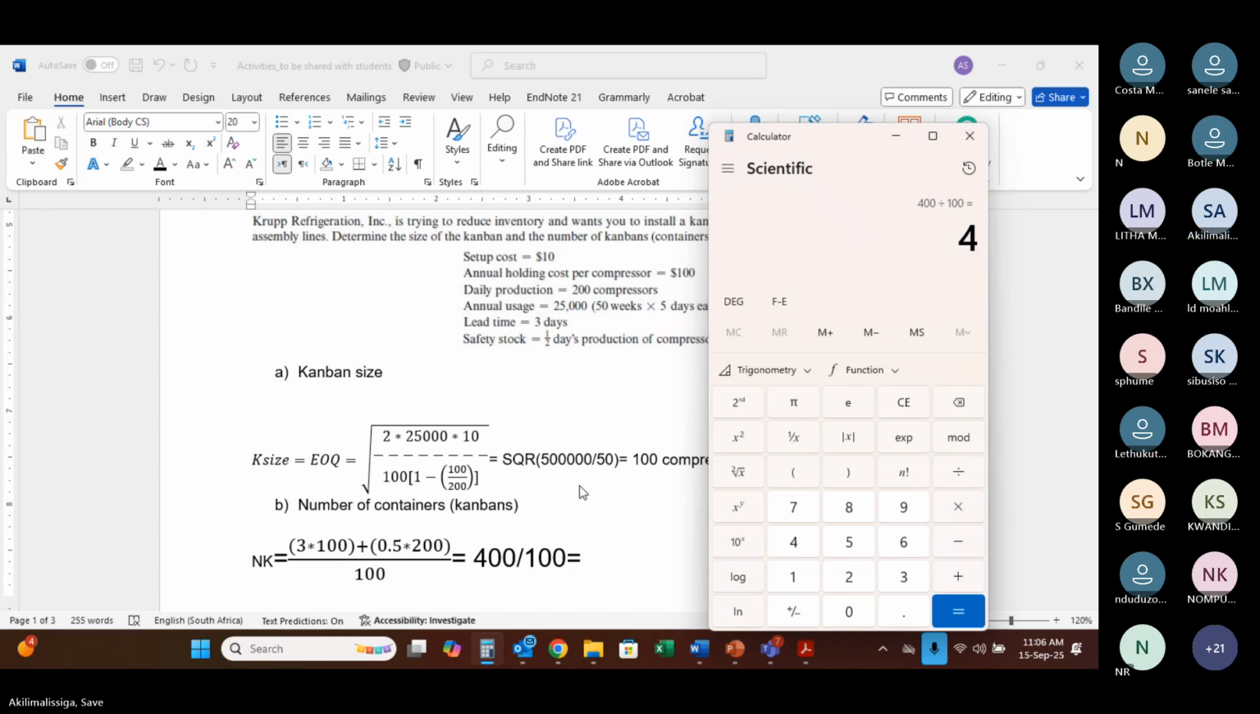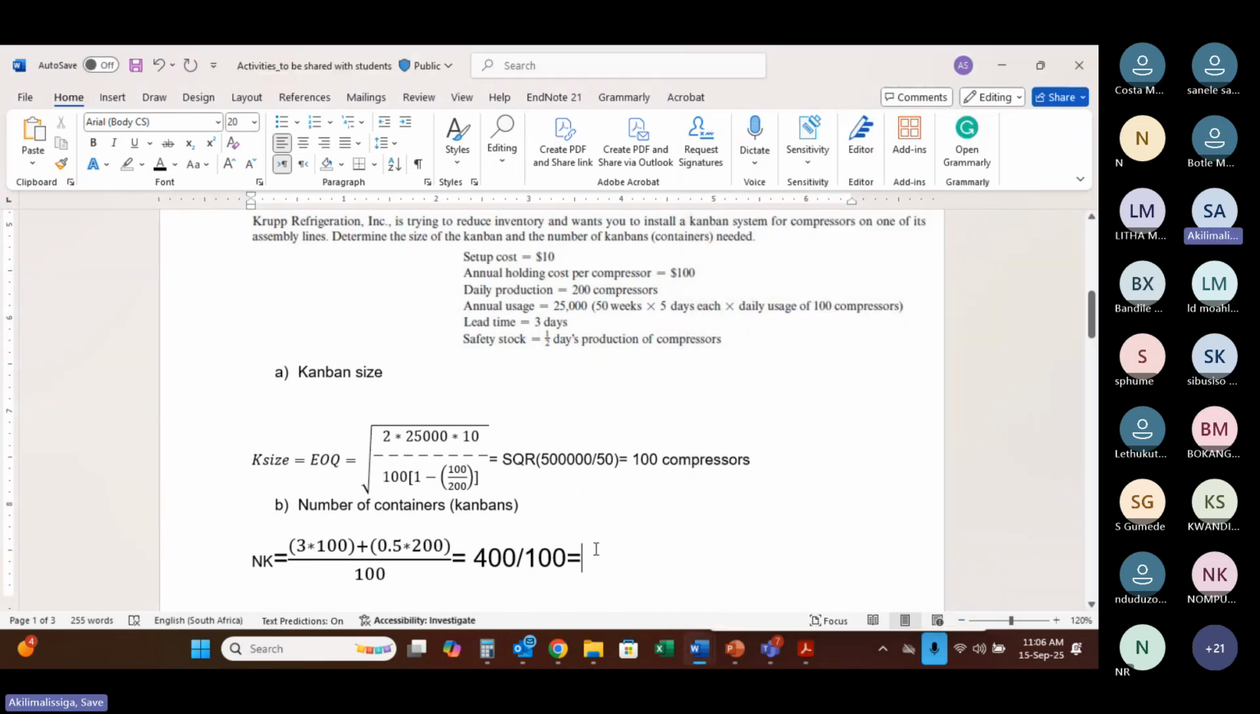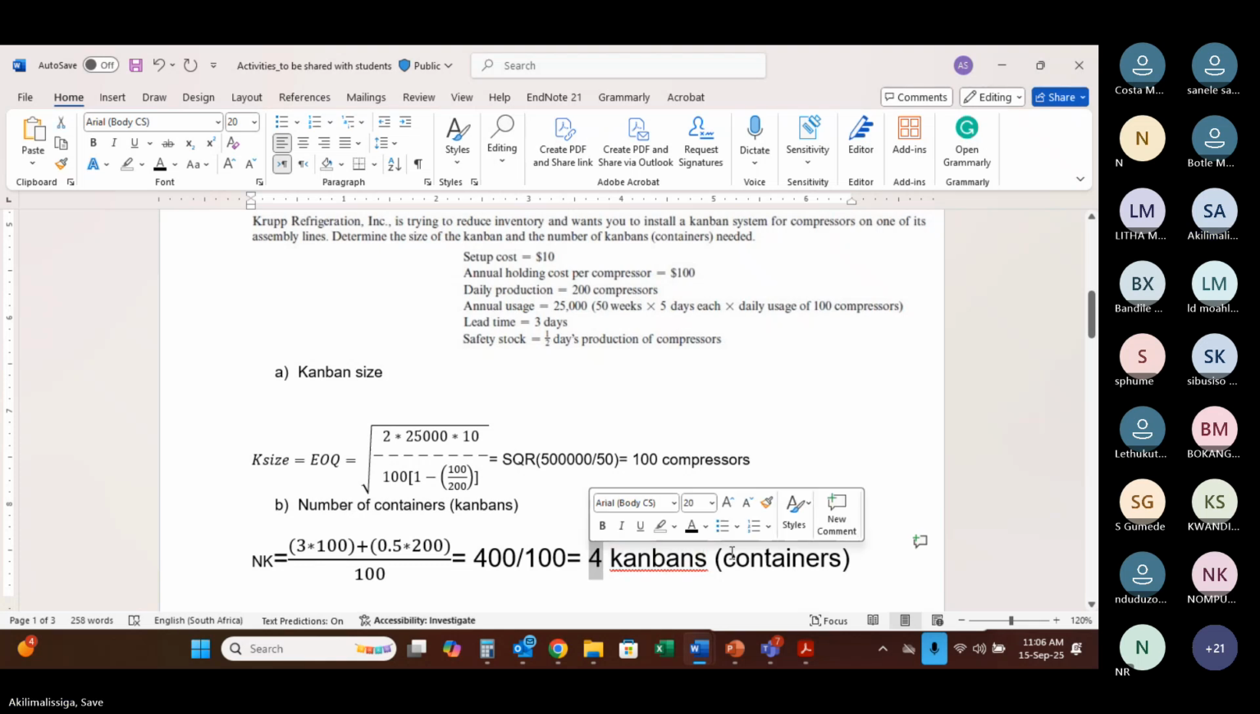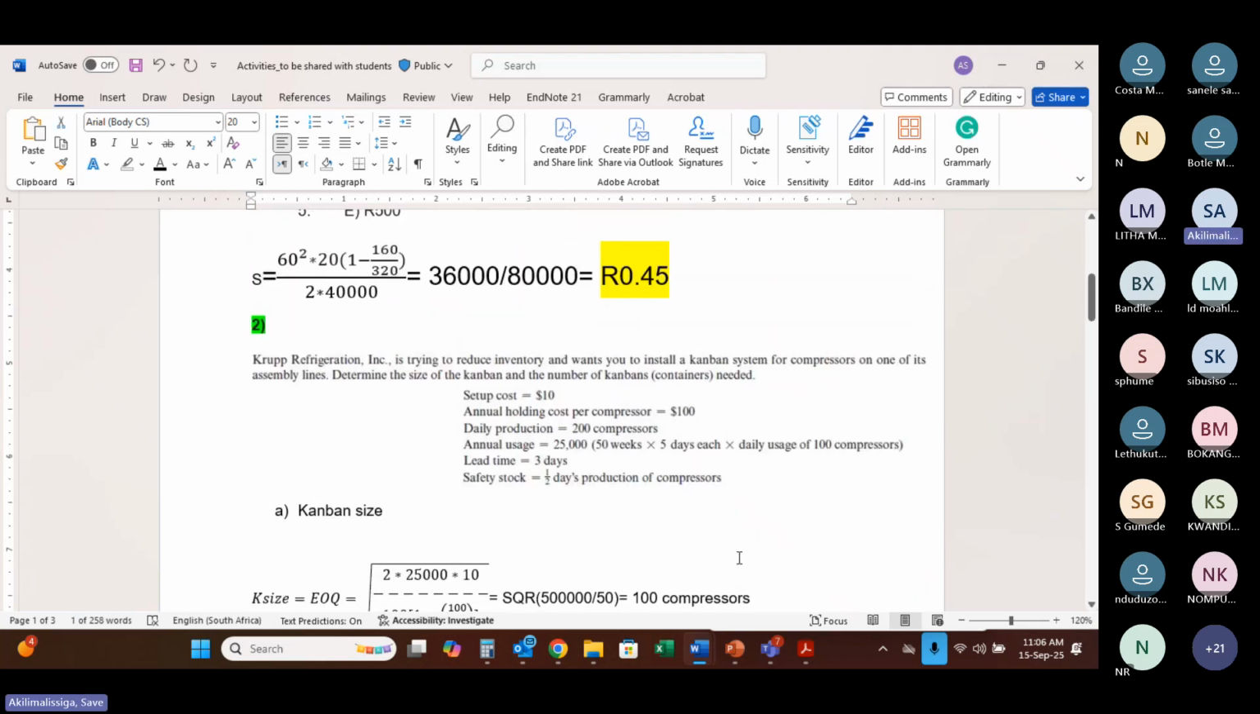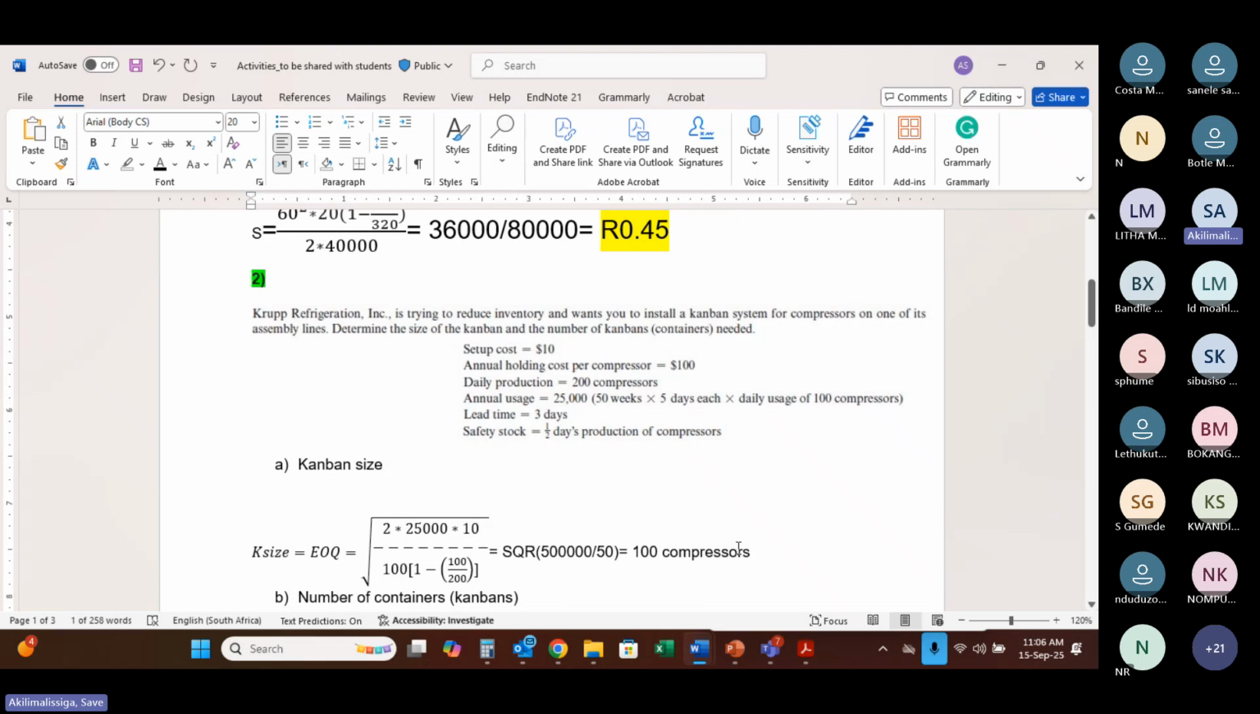So now, with this, the number of Kanbans here is 4 Kanbans or containers. So again, in the test, if you are asked to fill in the blank, you just write 4. All right. So I think that's what you needed to know for what we needed to do for question number 2.